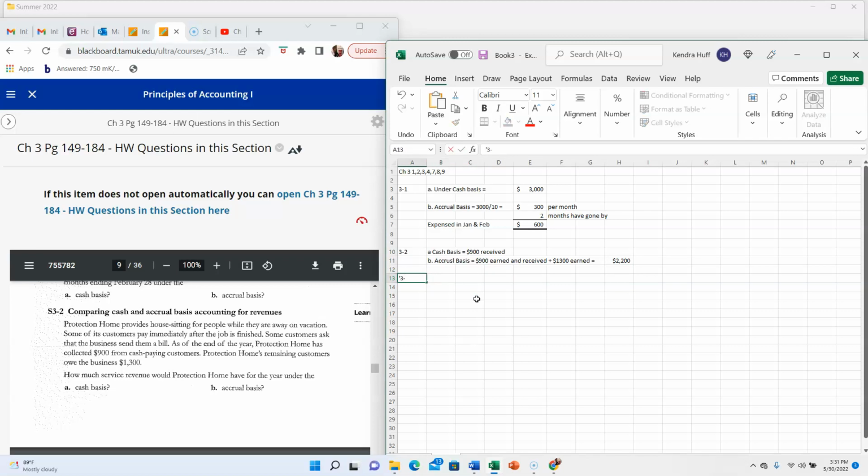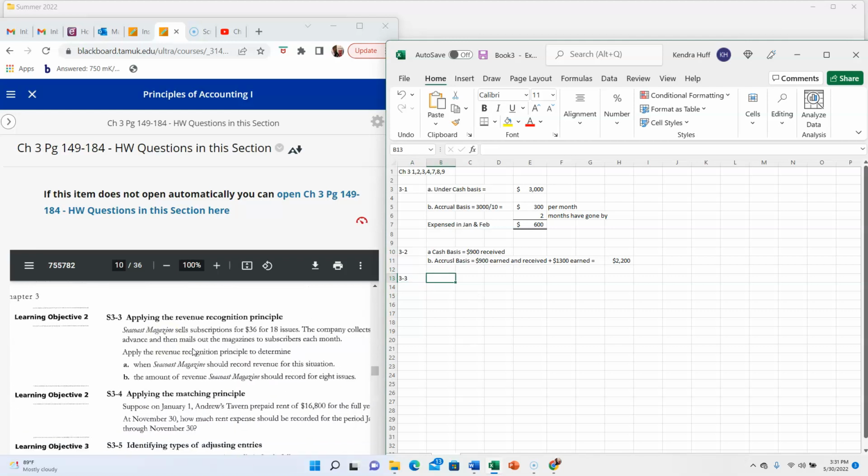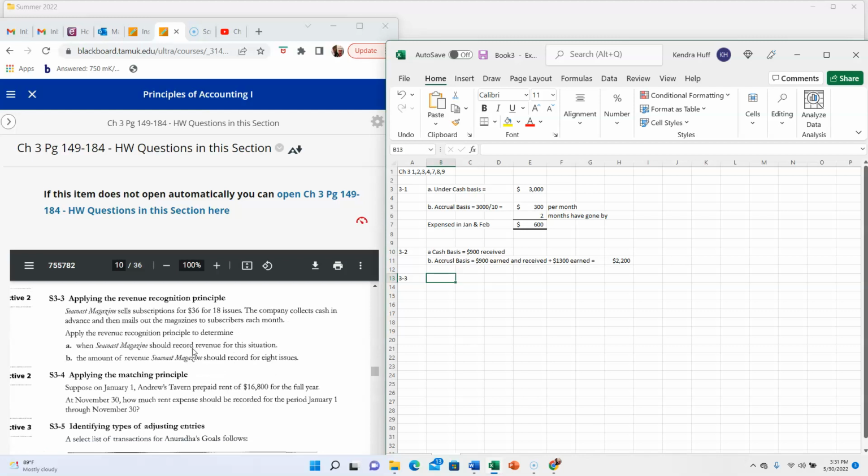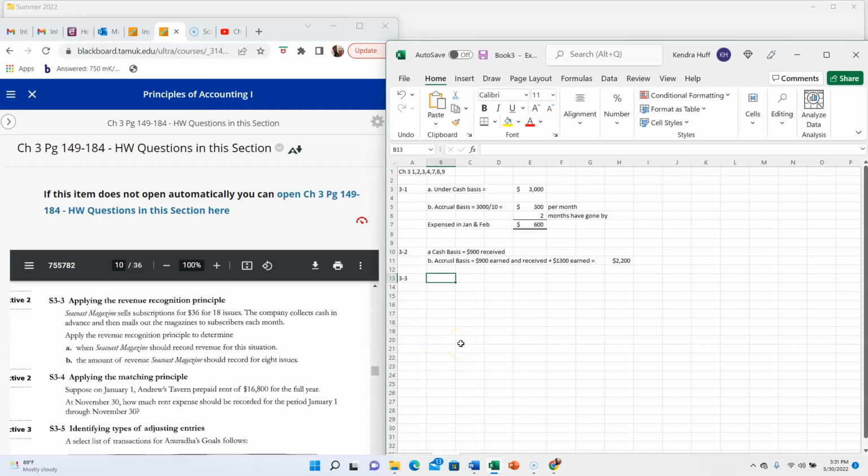All right, number 3. Revenue recognition principle. You recognize revenue when it's earned. Seacoast Magazine sells subscriptions for $36 for 18 issues. The company collects cash in advance and then mails out the magazines to subscribers each month. Apply the revenue recognition principle to determine A, when Seacoast Magazine should record the revenue for this transaction.